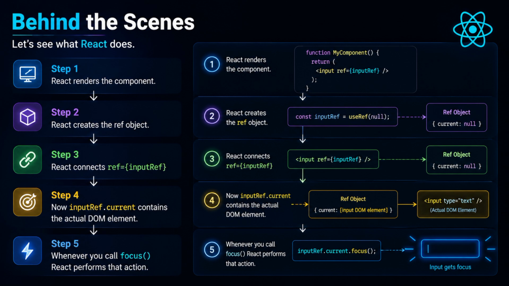Let's see what React does behind the scenes. Step 1. React renders the component. Step 2. React creates the ref object. Then React connects. Now inputRef.current contains the actual DOM element. Whenever you call focus, React performs that action.